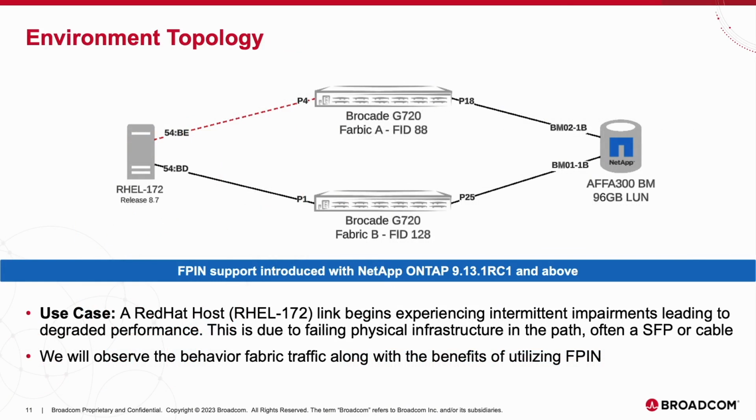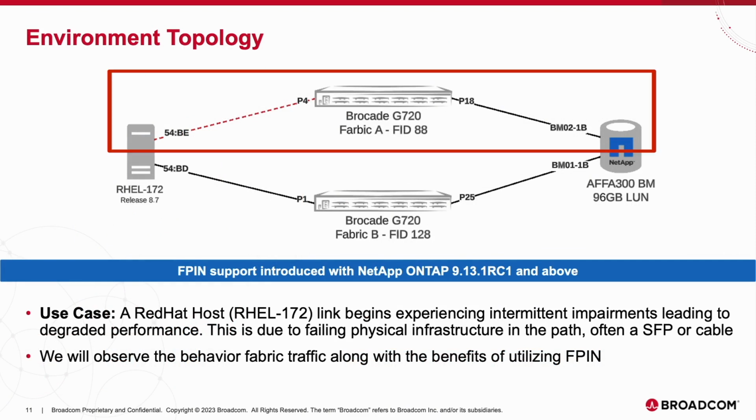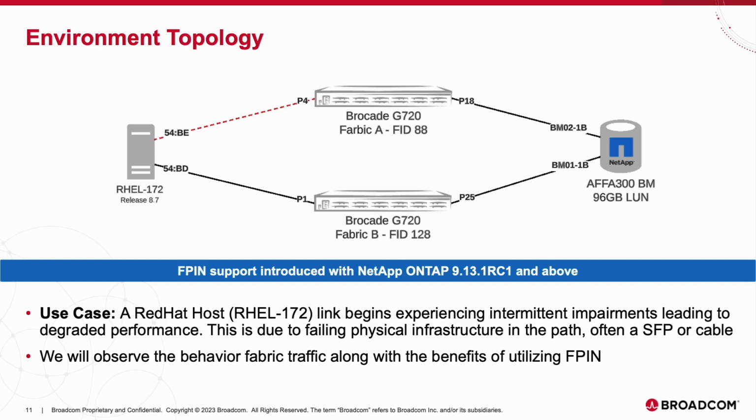Before we get started with our FPIN demonstration, let's get familiar with the environment we will be working with. We are running a dual fabric setup where the currently active path is fabric A. On the left-hand side, we have a Red Hat host, RHEL 172, running version 8.7, attached to port 4 of Fabric A, and port 1 on Fabric B. On the right-hand side, we have a NetApp A300 array with a 96 GB LUN configured, connected to both Fabric A and B through ports 18 and 25, respectively.